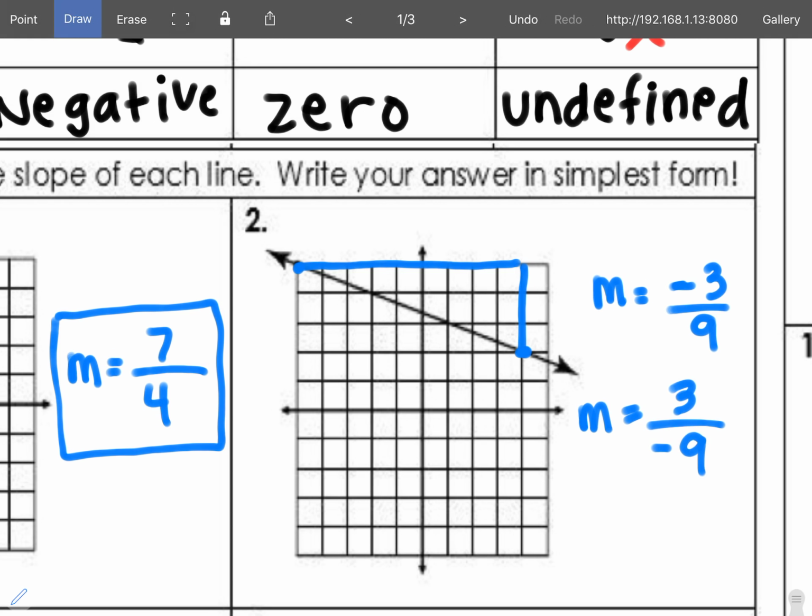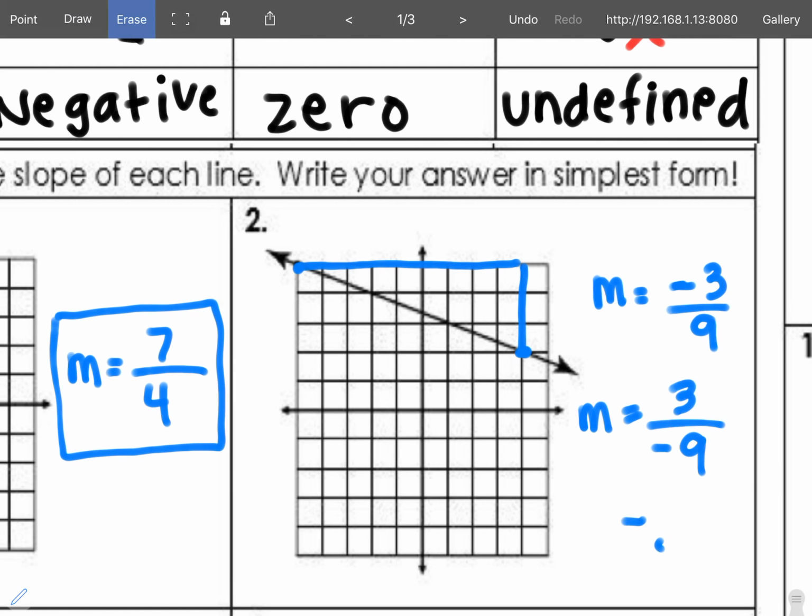Well, both of those are the same answer. Negative 3 over 9 and 3 over negative 9, both of those are the same thing. Both of those can be written like this as well. When you're given a fraction, it doesn't matter where the negative goes, top or bottom. That just means that whole fraction is a negative, okay?